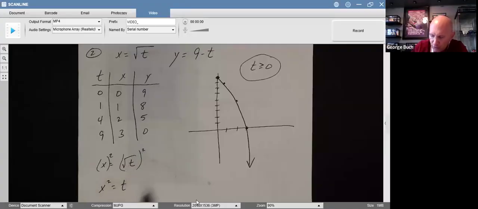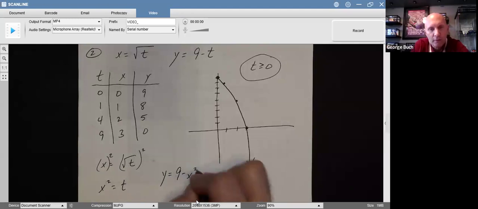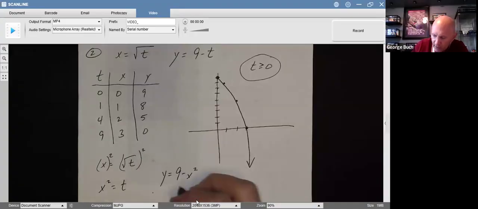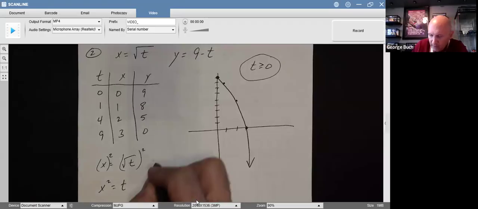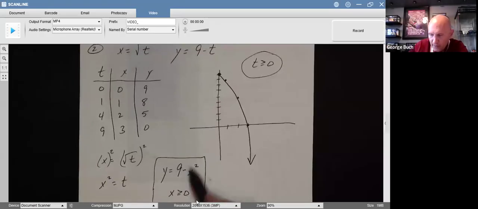Now plug that into my equation here. So t is x squared. I get 9 minus x squared. And if you remember on the content video when we were talking about these, the equation we end up with, in this case, is 9 minus x squared, but x is greater than or equal to 0. Because 9 minus x squared is what? It's a parabola turned upside down, slid 9 units up.